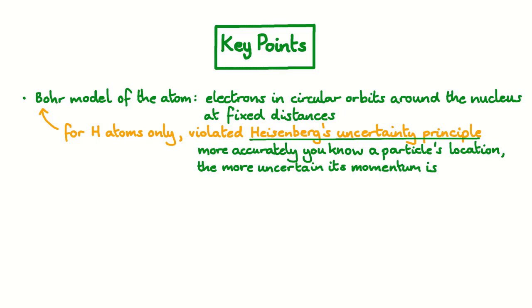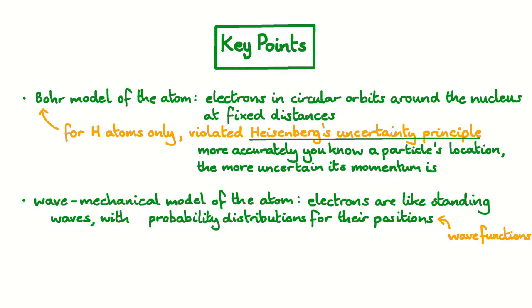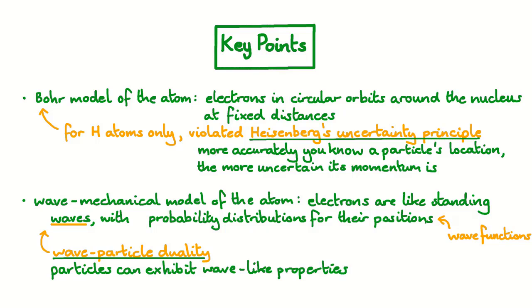Heisenberg's uncertainty principle tells us that the more accurately we know the position of a particle, the less accurately we can know its momentum, and vice versa. The modern theory of the atom, the wave mechanical model, tells us that electrons are like standing waves, with probability distributions for their positions. These probability distributions are known as wave functions. The wave nature of an electron is part of an understanding called wave-particle duality. The key thing we need to understand about wave-particle duality is that particles like electrons have wave-like properties as well.